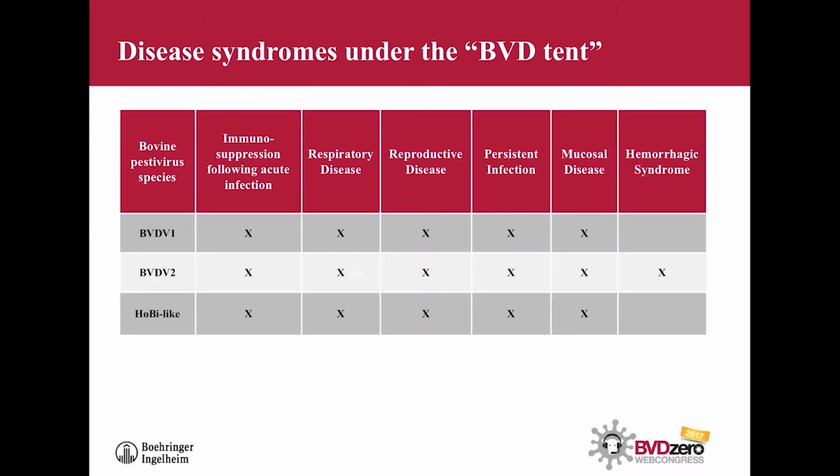The disease syndromes under the BVD tent, the immunosuppression I talked about, respiratory disease, reproductive disease, persistent infection, and mucosal disease, occur with all 3 species. The only difference between the 3 species is so far the most severe form of acute infection, termed hemorrhagic syndrome, has only been reproduced with BVD2. It has been reported with BVD1 in the field, but not reproduced under controlled conditions.